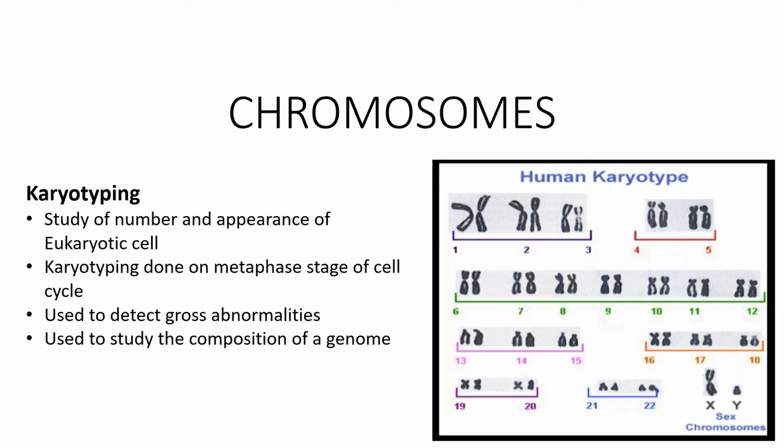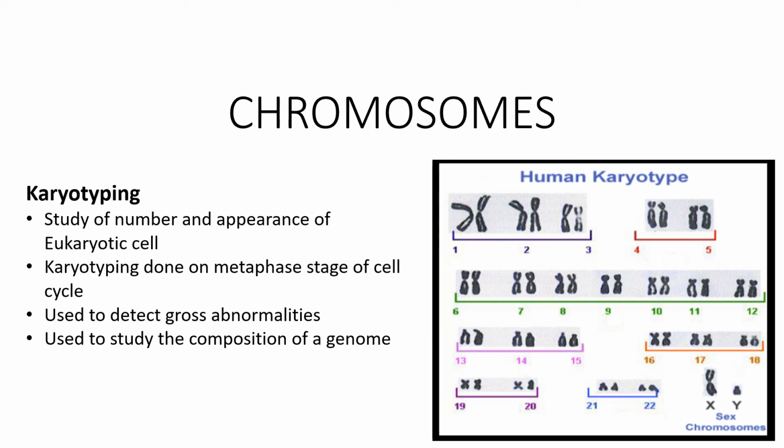Karyotyping. What is karyotyping? The study of the number and appearance of all the chromosomes of a particular eukaryotic cell in a species is called karyotyping. The human karyotype consists of 23 pairs of chromosomes, out of which 22 are autosomal chromosomes and one pair is the sex chromosome. How is karyotyping done? The cell is arrested at the metaphase stage of mitosis through the substance colchicine, and then it is observed under the microscope.